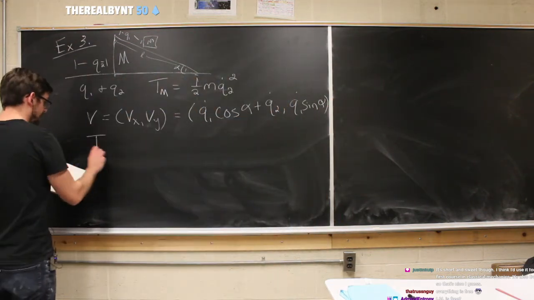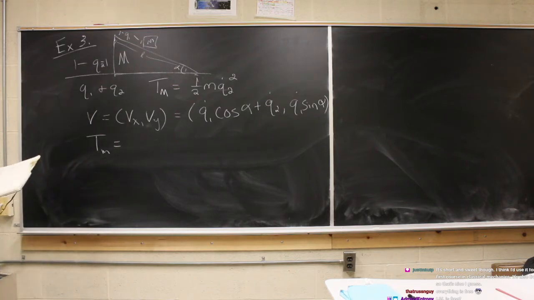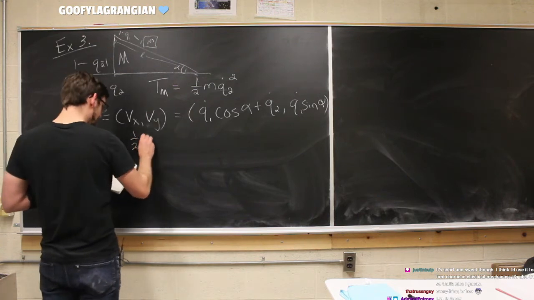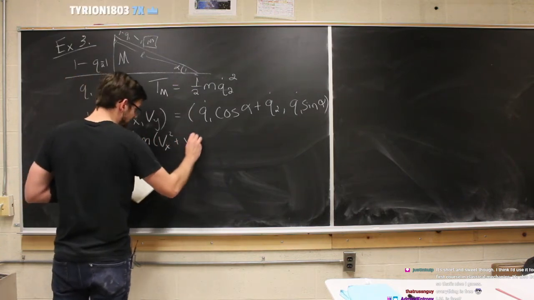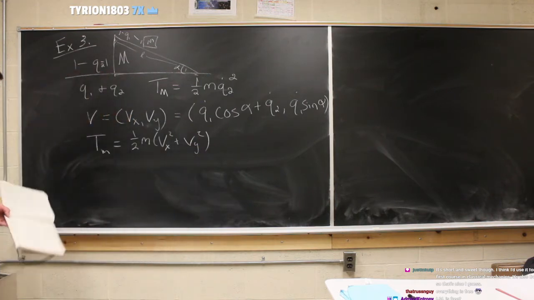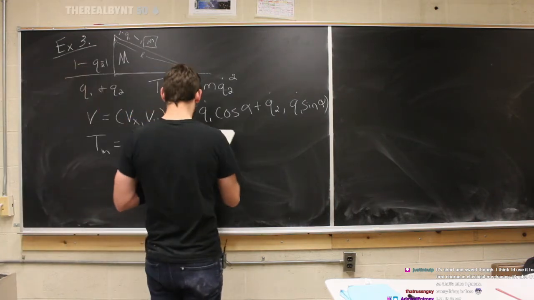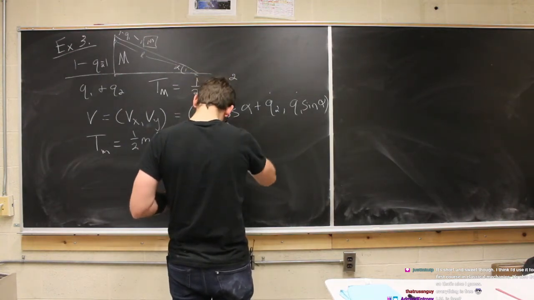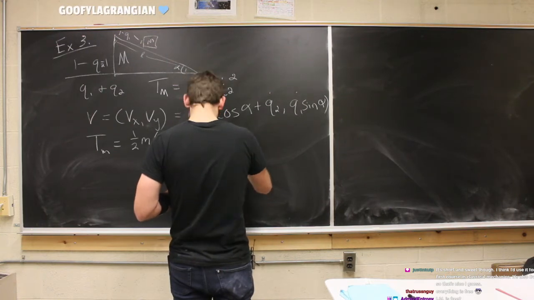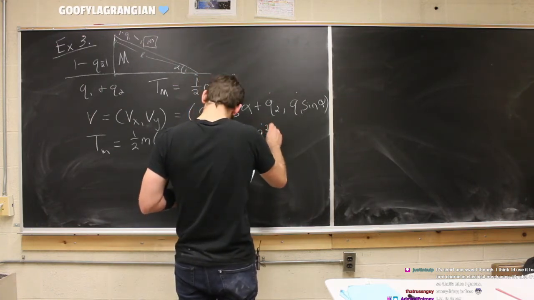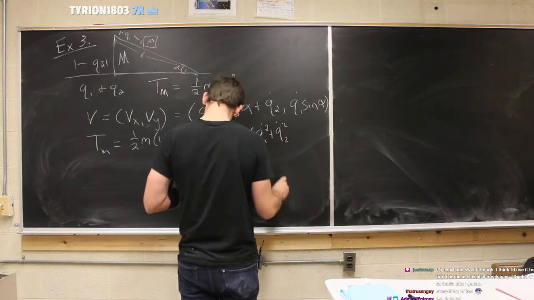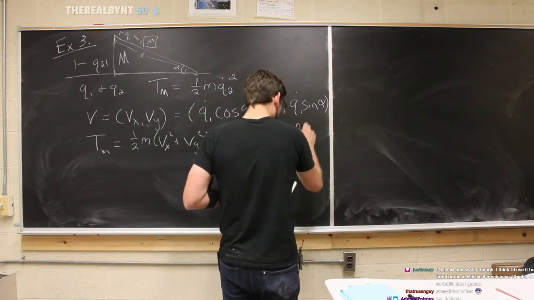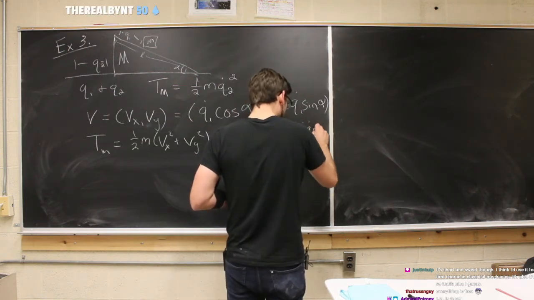So the kinetic energy of the little block is just going to be, again, 1/2 mv squared. So we get 1/2 m times Vx squared plus Vy squared, to get that V squared. And what is it? Well, we can substitute these in, and we'll use the identity cosine squared plus sine squared equals 1, and we get 1/2 m times Q1 dot squared plus Q2 dot squared plus 2 Q1 dot Q2 dot cosine alpha.